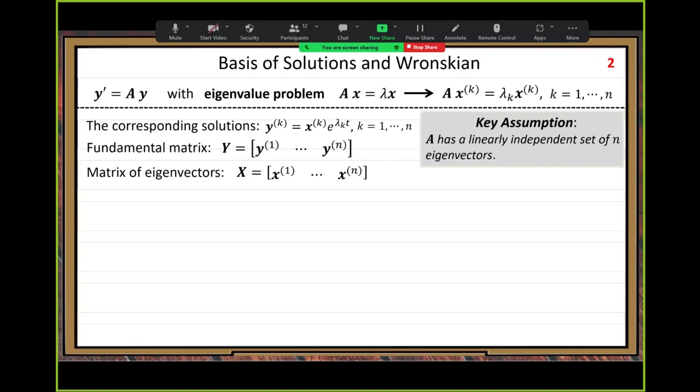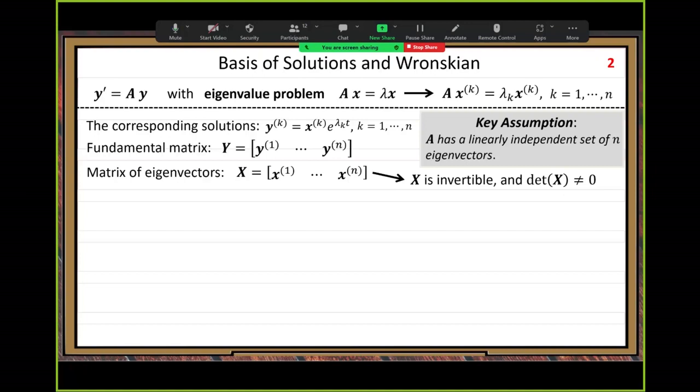All right. Now the question: is this X matrix invertible? Yes, X is invertible. Why is X invertible? Because the determinant of X is not equal to 0. Why is the determinant of X not equal to 0? Because all the column vectors in this matrix are linearly independent.